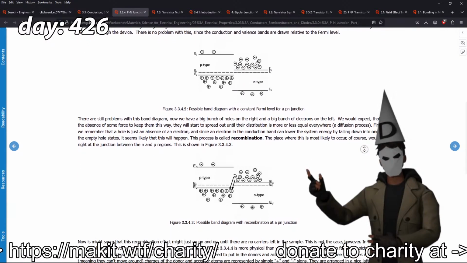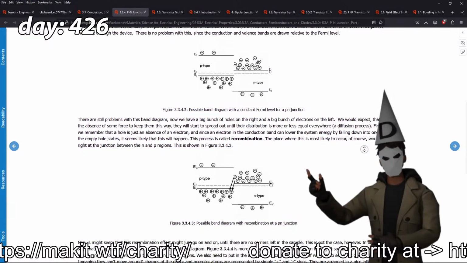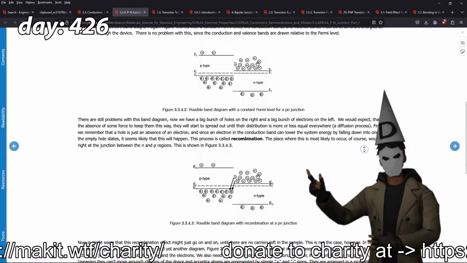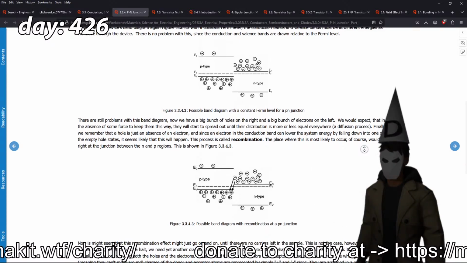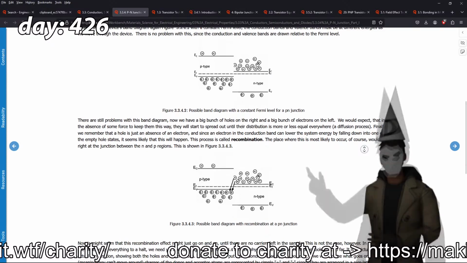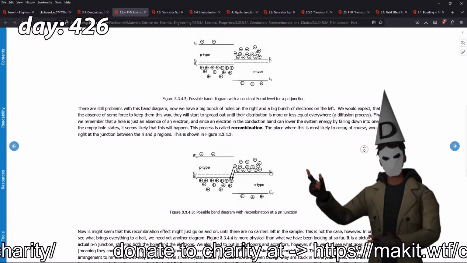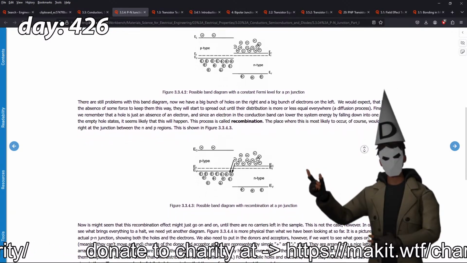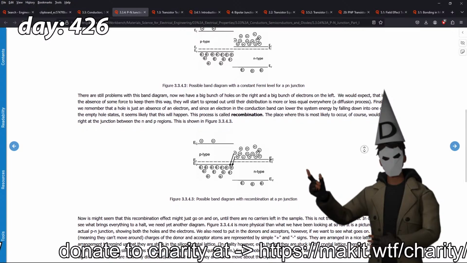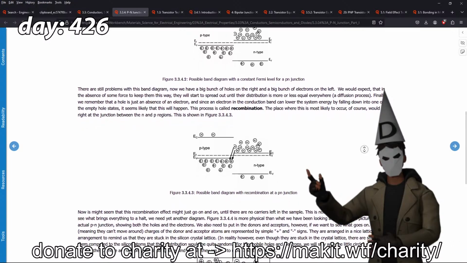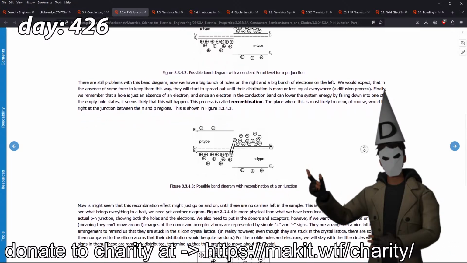There's still problems with this diagram, drawing a bunch of holes. We would expect that in the absence of some... the hole is an absence of an electron, since the electron is in the conductor but can lower its energy by forming a bond. The energy will be lower, so this will happen. It will always go with a recombination. It will most likely happen at the junction.